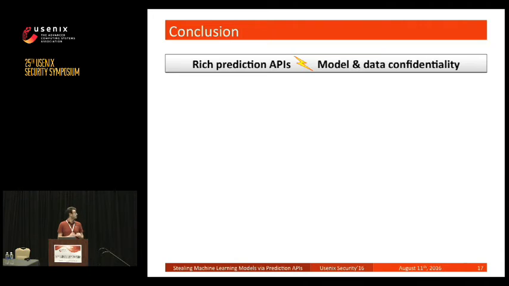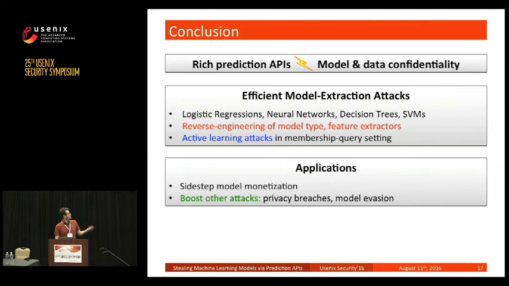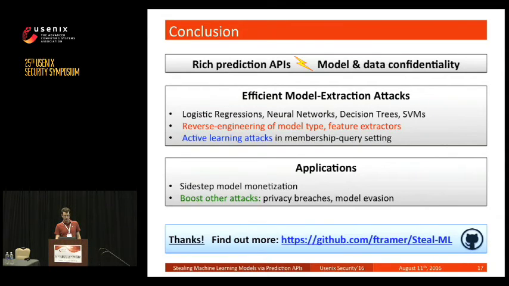So to conclude, we show that there's some kind of inherent tension in these machine learning as a service platforms between this desire to have these rich prediction APIs on the one hand, but also the need to ensure model and data confidentiality on the other. We showed that we can construct very efficient model extraction attacks for a number of popular model classes. We can also reverse engineer things that the adversary might not know exactly a priori, so the model type and the feature extractors that are used. And we show a few applications. One I talked about here is model inversion attacks. There's one or two others in the paper. And our code is online, so if you're interested, you can take a look at that.